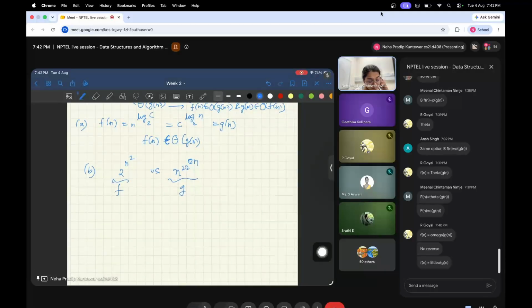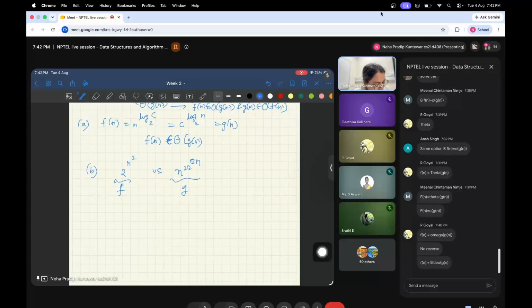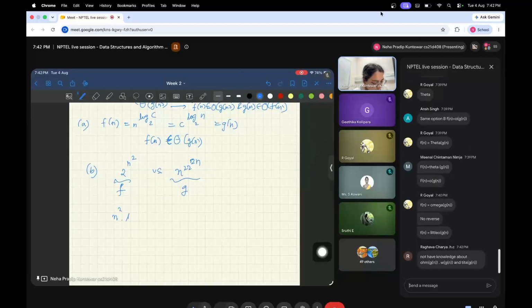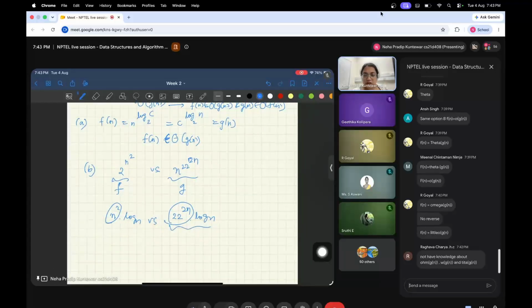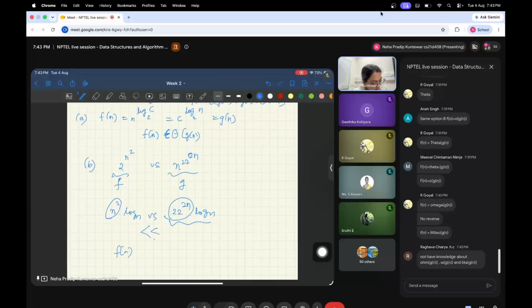So if you take log and so on, you will notice that this turns out to be n square times log 2, and this turns out to be 2 to the 2n times log n. So this is an exponential term, whereas this is just a quadratic term, right? So this is a much larger function. Okay, so you can bound f of n by c times g of n.